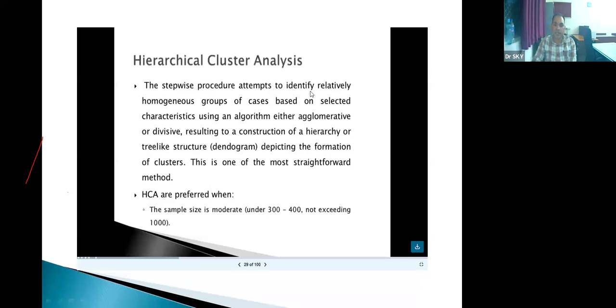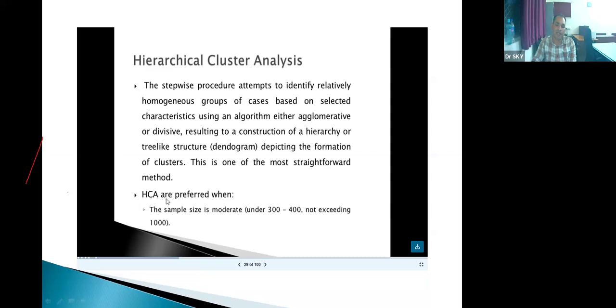The stepwise procedure attempts to identify relatively homogeneous groups. Here what we do is, on the basis of the similarity on the basis of all the characteristics under consideration, form homogeneous groups of cases based on selected characteristics using an algorithm, either agglomerative or divisive, resulting in the construction of a hierarchy or tree-like structure known as a dendrogram, which we have discussed, depicting the formation of clusters. This is one of the most straightforward methods.